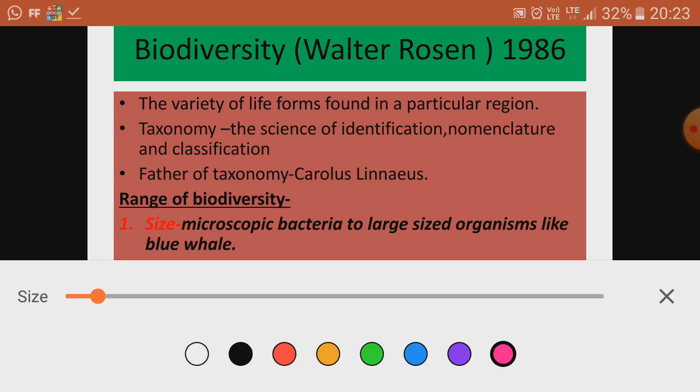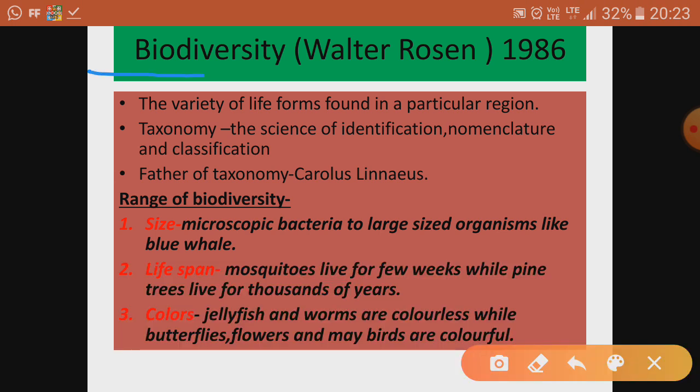Biodiversity, you can get the meaning of this from the word itself by splitting the word. Bio means life and diversity means variety. We can see all around us that there is a variety of life forms, be it plants, animals, microorganisms. So we say we have got a rich biodiversity. As a whole, biodiversity is variety of life forms.